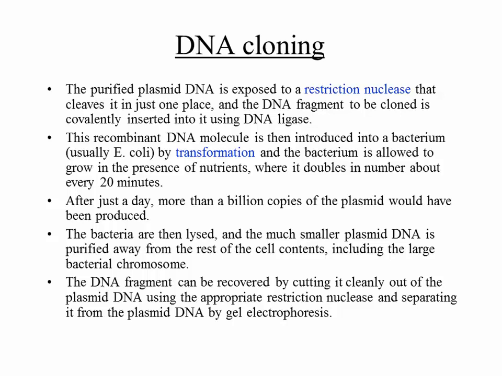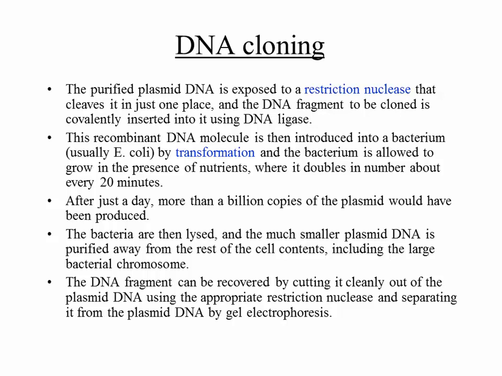So how do you carry out DNA cloning using a plasmid? The purified plasmid DNA, a small circular DNA molecule, is exposed to a restriction nuclease. So you're going to cut it open, and that cleaves it in just one place. The DNA fragment that is to be cloned is covalently inserted into it using DNA ligase. Because now we know how to cut DNA using restriction nucleases, and we know how to stitch DNA back together using ligase. So the DNA molecule that you want to clone, you insert into the plasmid by first using a restriction nuclease and then using ligase.